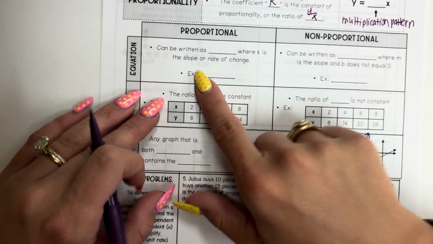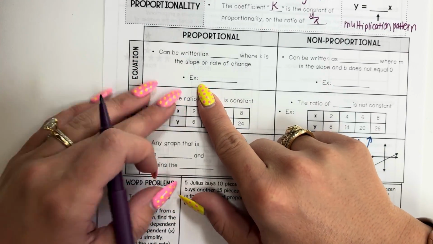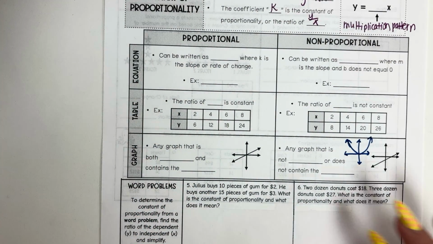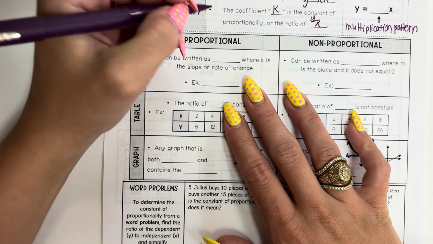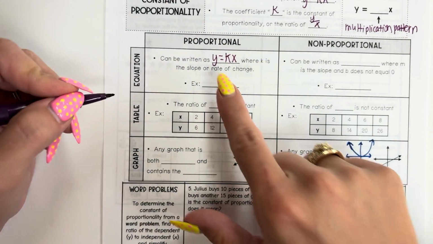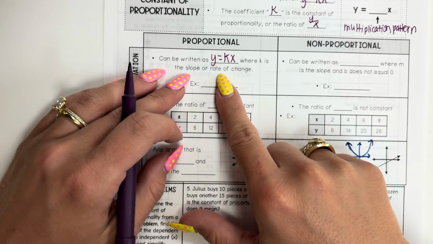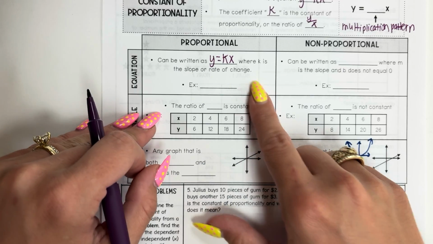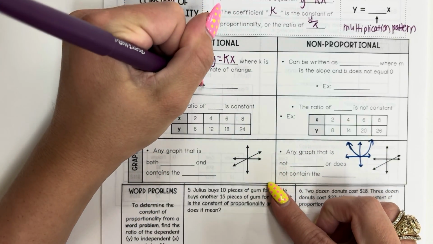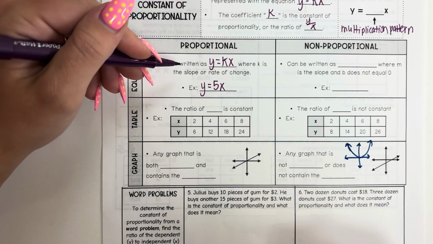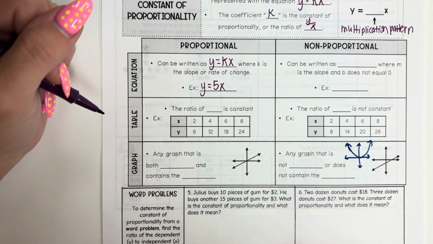Sometimes it's helpful to understand what a proportional relationship is if we can compare it to a non-proportional relationship. So looking at the equations, like we just said, it can be written as y equals kx, where the k is your rate of change. We also call it slope, but that'll come later. So the rate of change. So what that would look like is y equals 5x. That's an equation for a proportional relationship.